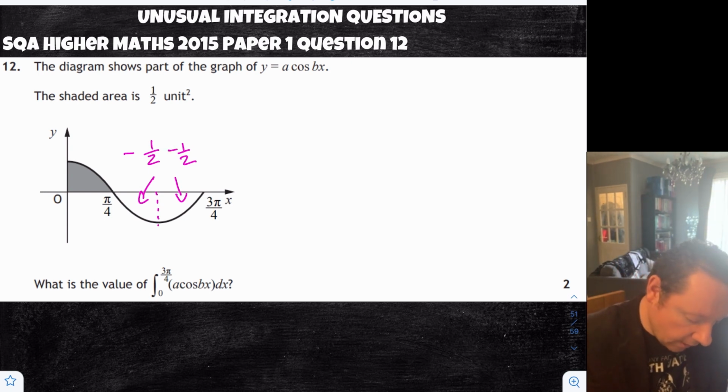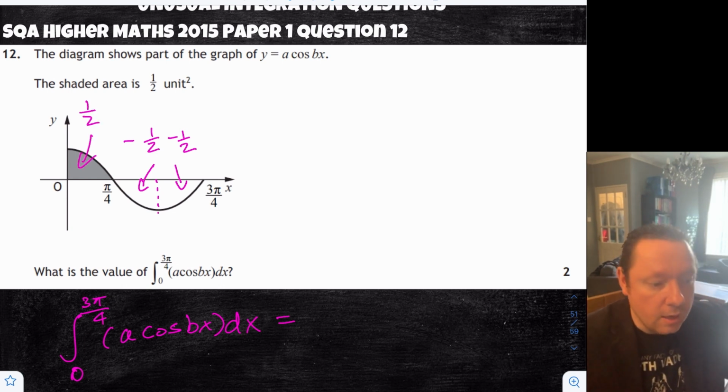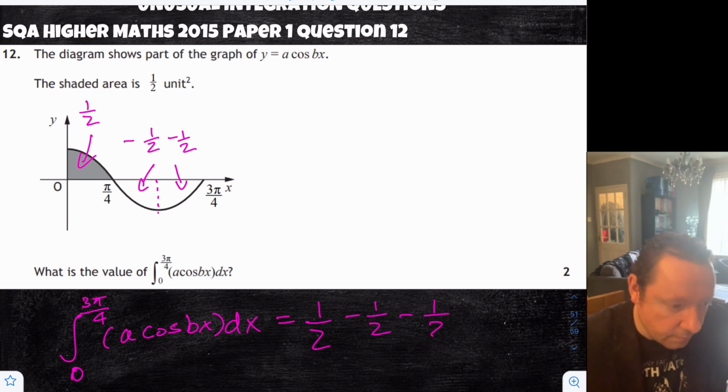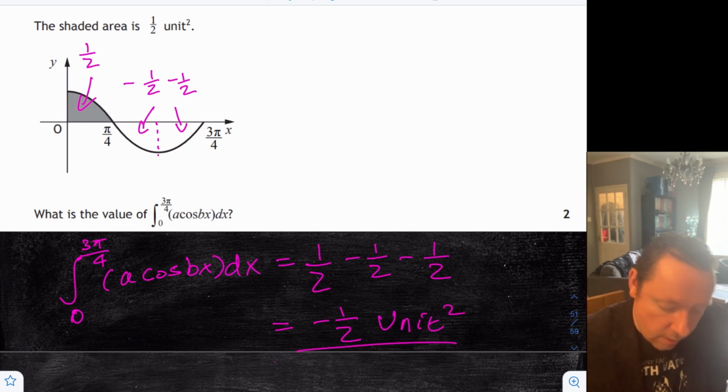So that means that our integral between 0 and 3 pi over 4 of a cos bx simply must equal, well, we know that's a half as well, just to be clear, it must equal 1/2 minus a half minus a half. So a half minus a half is 0, minus another half is minus a half square units. And that's it, we're done there.